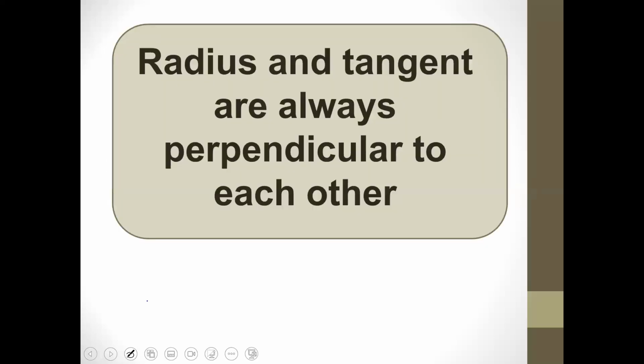So we are now moving to our property number 6. Radius and tangent are always perpendicular to each other.